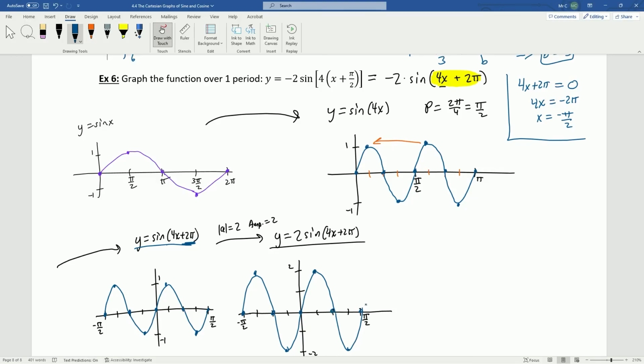Okay, now we have one last transformation, and I think this is the quickest one of all. Now we're just looking at y equals negative 2 sine of 4x plus 2 pi. And so now we're looking at a reflection over the x-axis, right? We're taking the previous y values, making them negative. So now we reflect the whole thing over the x-axis.